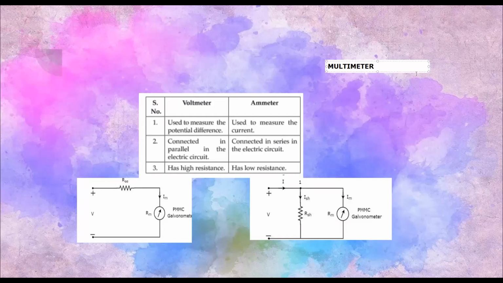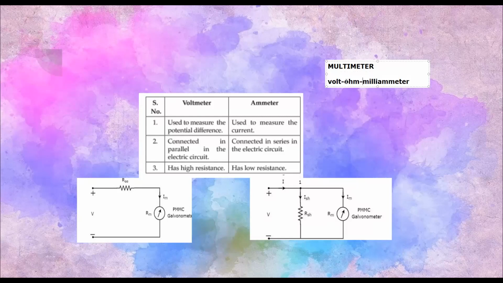Okay, a multimeter can also be made. So multimeter mein kya hoga, what do you mean by a multimeter? Fine, a multimeter is also known as a volt ohm milliammeter. Okay, volt ohm milliammeter, this is the other name of multimeter.